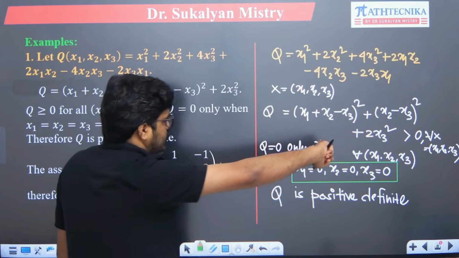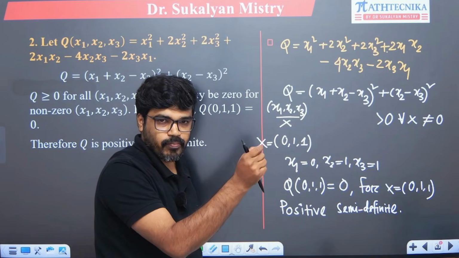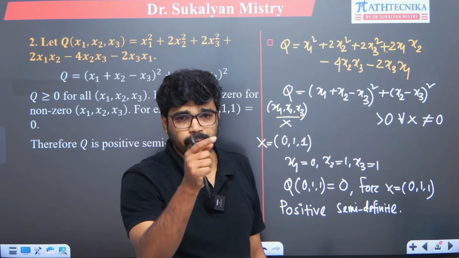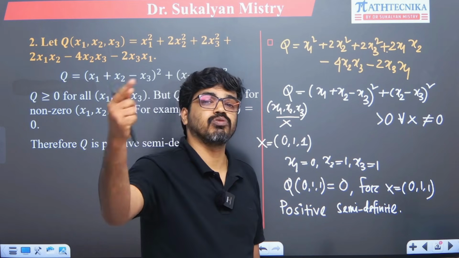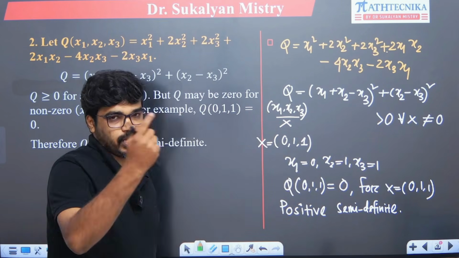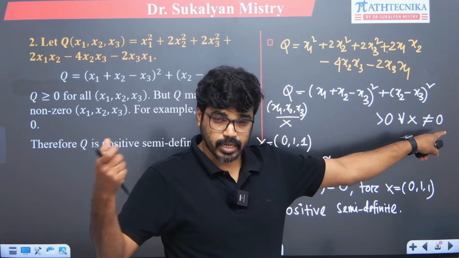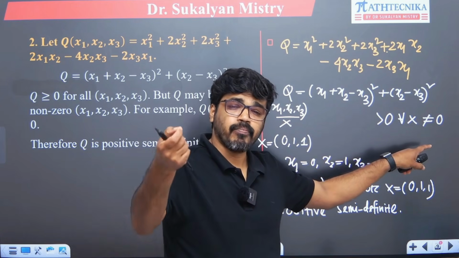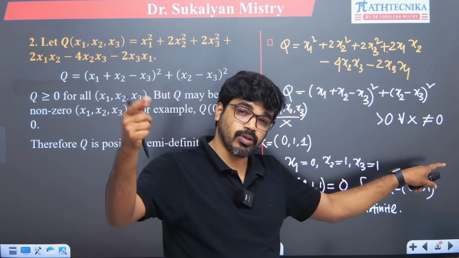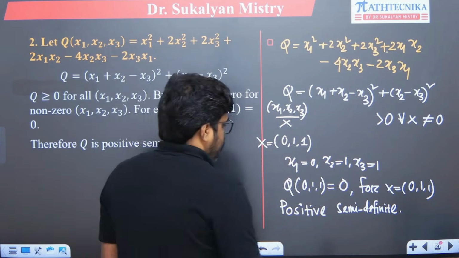Okay, ठीक? Positive semi definite, that means q is greater than 0, but there exists some value of x for which q is 0, then it is said to be positive semi-definite. Similarly, if q is less than 0 for all x not equal to 0, then it is negative definite. If there exists some non-zero x for which q is 0 as well as q is negative, then it is negative semi-definite. Okay, clear?